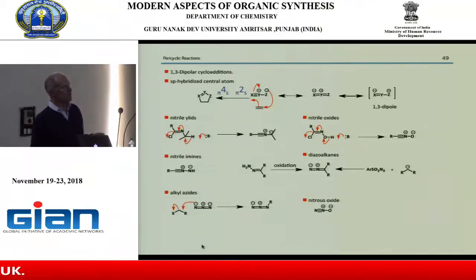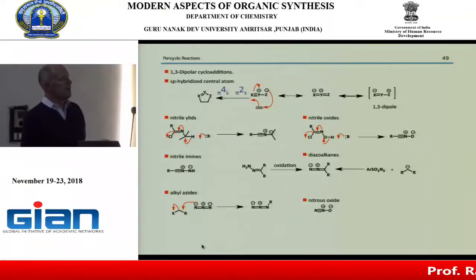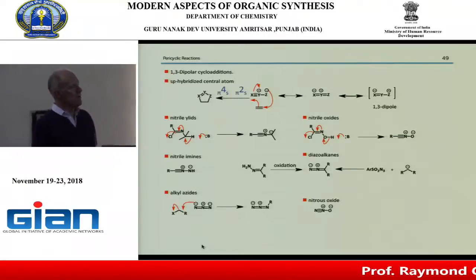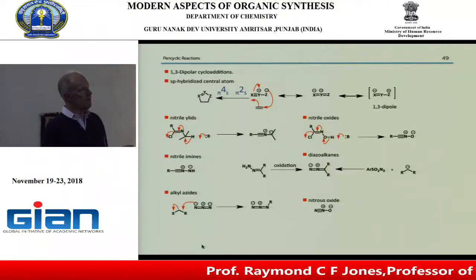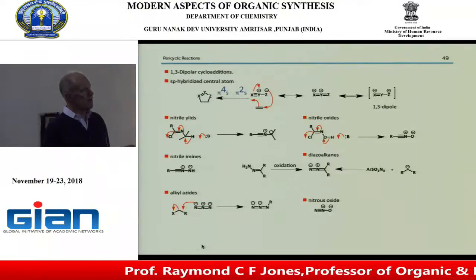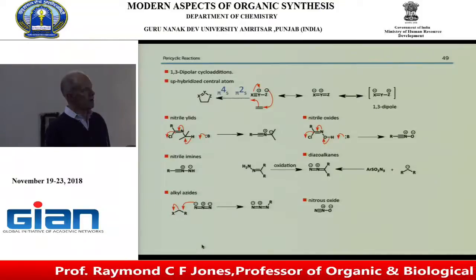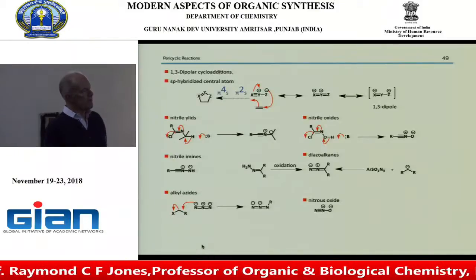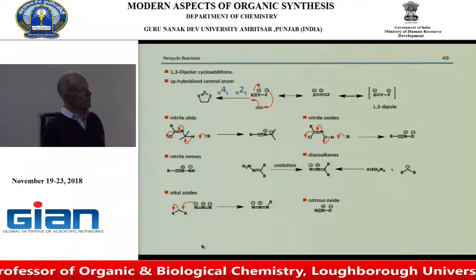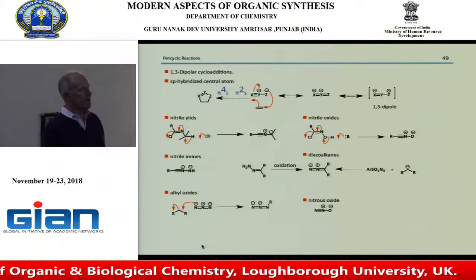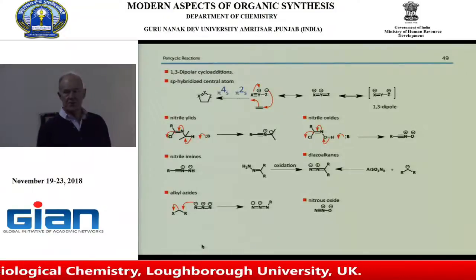And here are some examples. Again, I'm only drawing one resonance form this time. I'm drawing this kind of resonance form, which has a triple bond and a single bond. So here would be a nitrile ylide. There seems to be a dispute about whether you spell ylide with an E in between the D and the S or not.